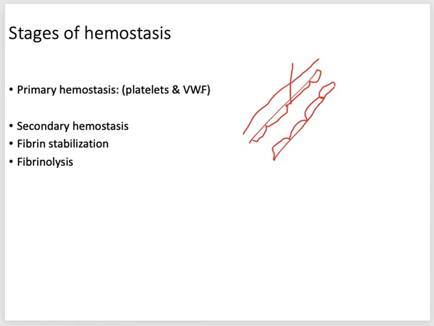Now, the important thing to understand here is what? Basically, it's the platelets which start attaching to the von Willebrand factor. As soon as the platelets come in contact with the damaged vessel wall, they start attaching to the von Willebrand factor.